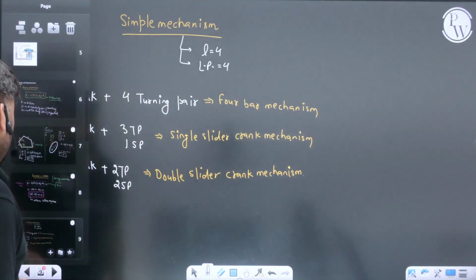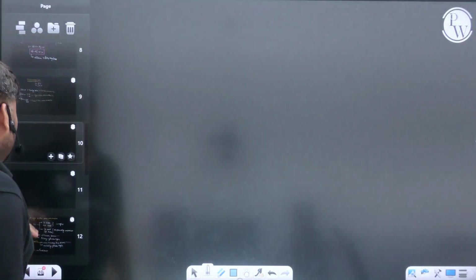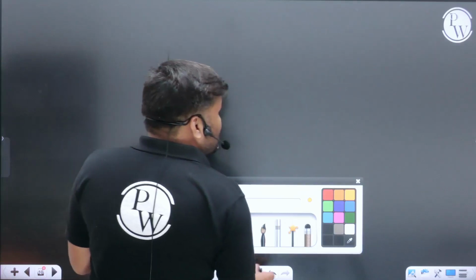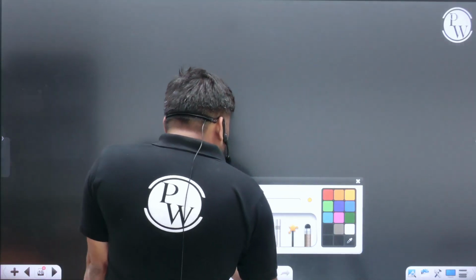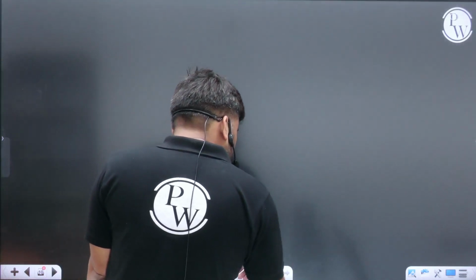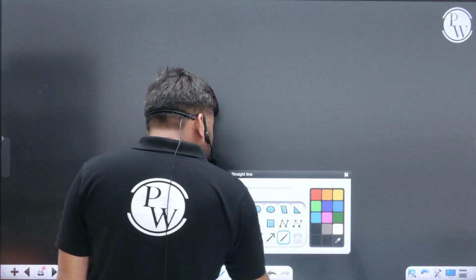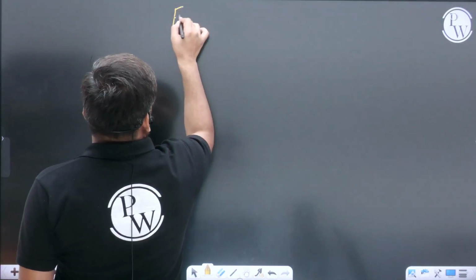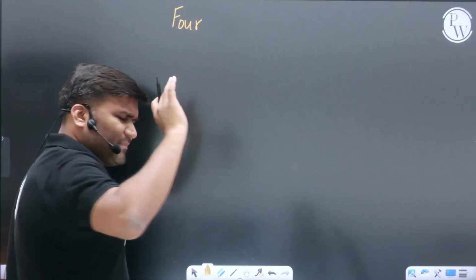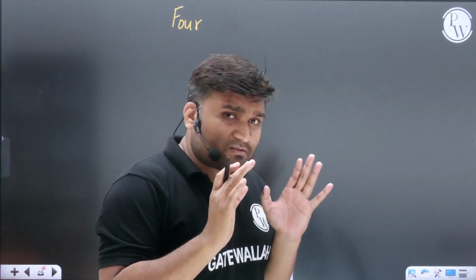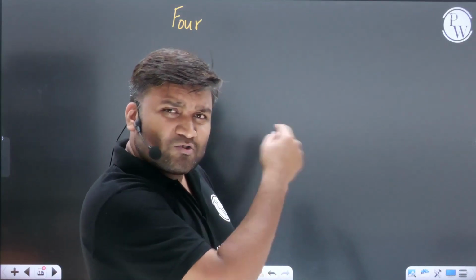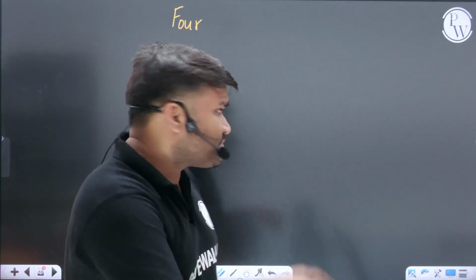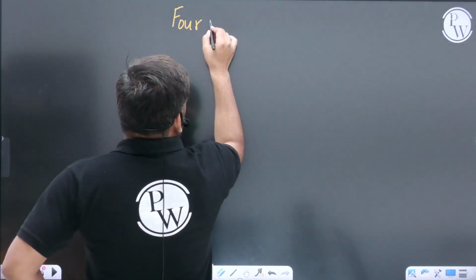Now, not in much detail, a little bit, let's have a look at what a 4-bar mechanism is and how it looks. Beta, let me write 4-bar mechanism. Whatever key points I am discussing now, believe me, the examination can make questions from only these topics. 4-bar mechanism.